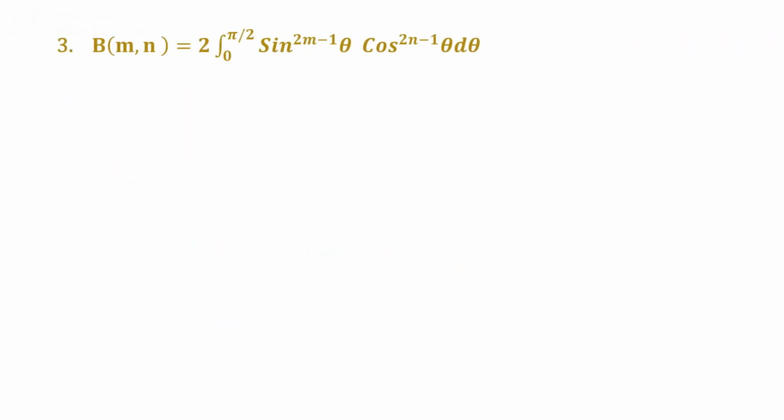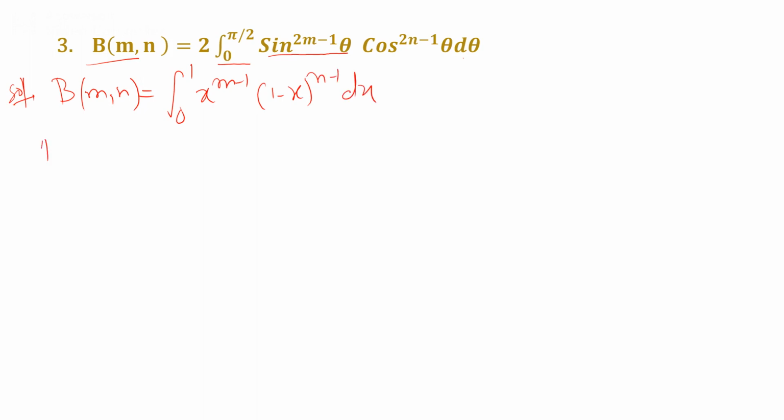The third property: the integral from 0 to 2π of sin^(2m-1)θ cos^(2n-1)θ dθ becomes β(m,n). If you want to prove that property, first we take β(m,n) as the integral from 0 to 1 of x^(m-1)(1-x)^(n-1) dx. Now we substitute x = sin²θ, and dx becomes 2 sinθ cosθ dθ.